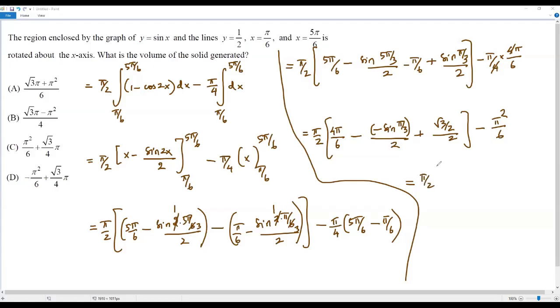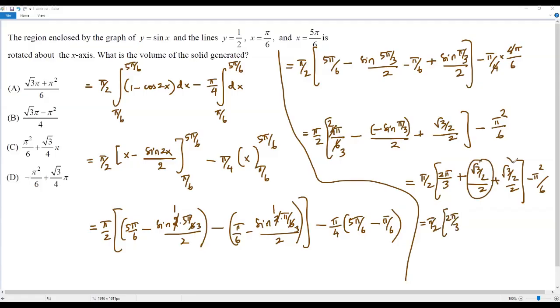So pi over 2 times 4 pi over 6, it can be simplified. 2 goes into 4 2 times, 2 goes into 6 3 times. Then I'm getting 2 pi over 3, and also negative times negative will become positive. And the value of sine pi over 3 is square root of 3 over 2 divided by 2. Positive square root of 3 over 2 divided by 2, negative pi square over 6, pi over 2 times 2 pi over 3. Okay, here we are adding the same value.